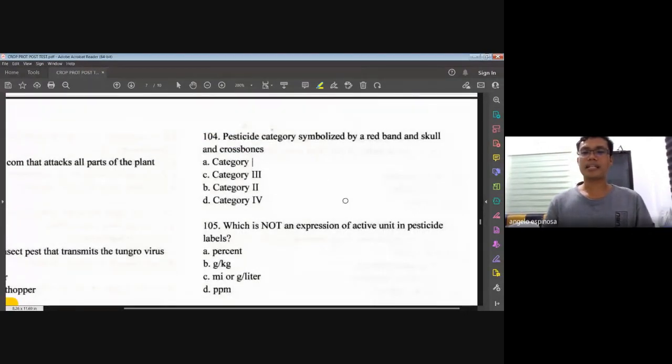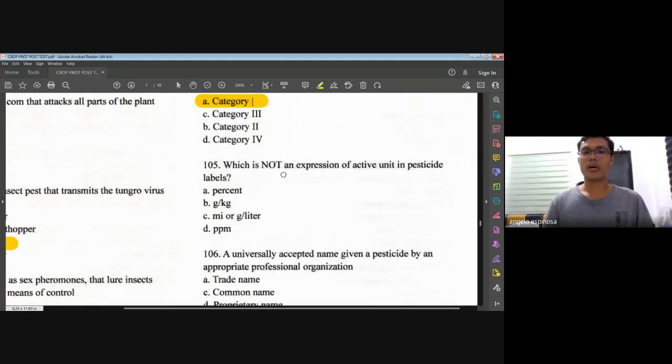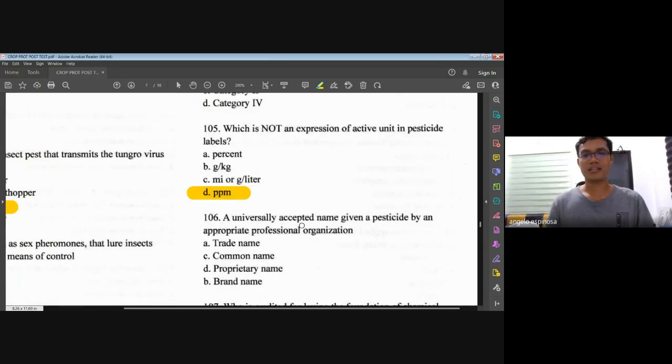104, pesticide category symbolized by a red band and skull and crossbones. That is what we call high or extreme. Correct answer is letter A, category 1. 105, which is not an expression of active unit in pesticide labels. The correct answer is PPM, because PPM is for food, not for active ingredient.